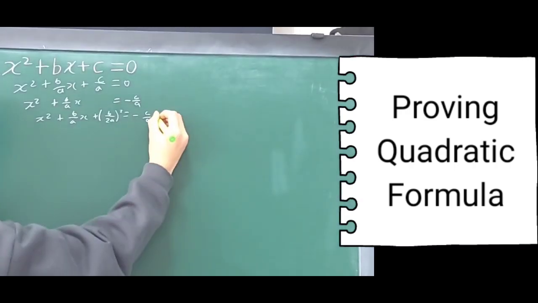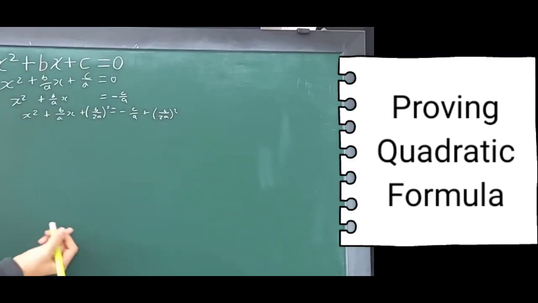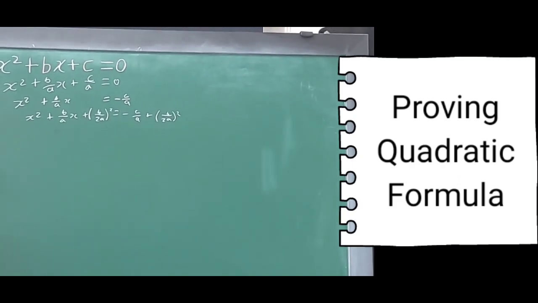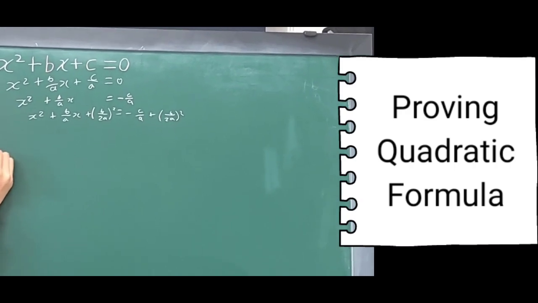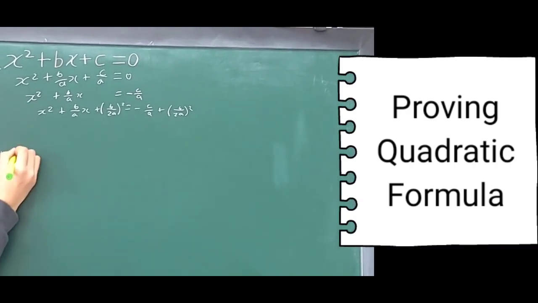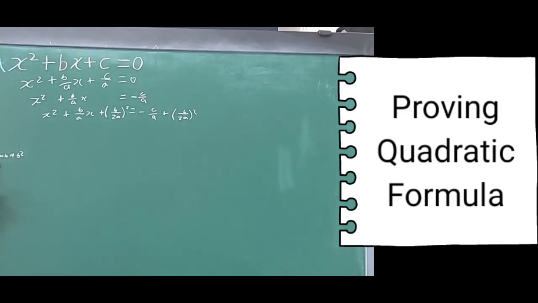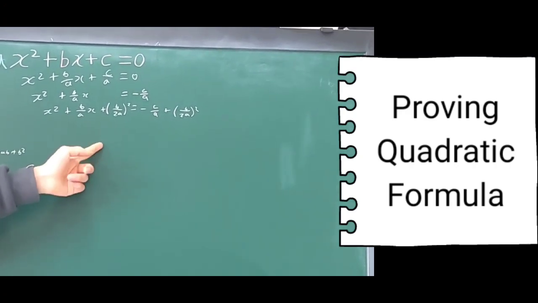I need to add them on both sides, so they will be equal to each other. Now in this case, when you look at here, (a plus b) squared is equal to a squared plus 2ab plus b squared. In here, a squared is x squared, 2ab is b over a times x, and b squared is (b over 2a) squared.